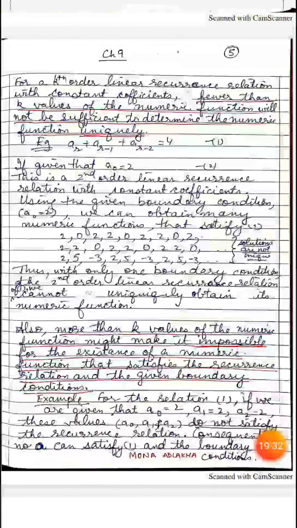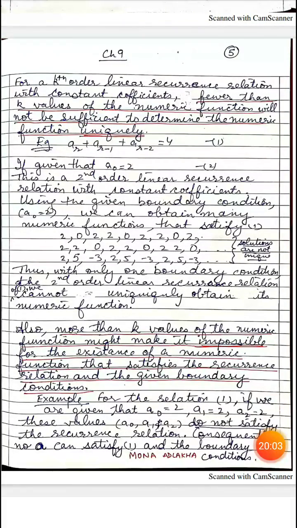Now, as I've just stated, it's a second order linear recurrence relation with constant coefficients. So, with just one boundary condition instead of two, you can have many numeric functions which satisfy this particular recurrence relation. So, what we have seen here is that even if you're able to find numeric functions which satisfy the recurrence relation given that single boundary condition of a0 equal to 2, there are multiple solutions, there is no unique solution.